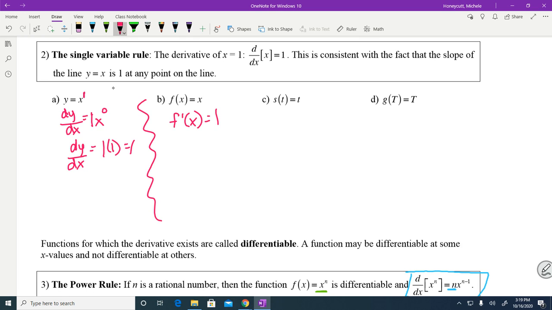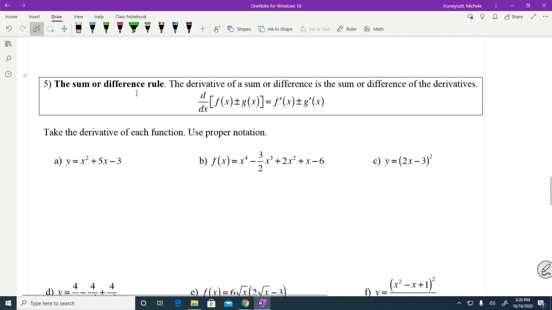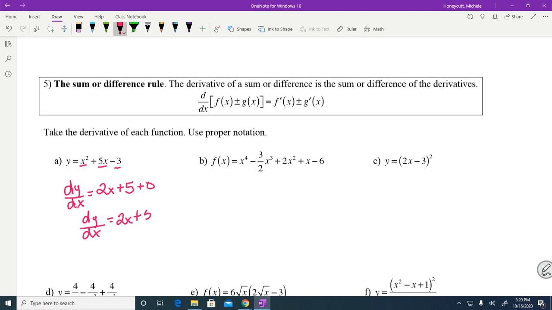So if you just have an x or just have a variable, the derivative will always be 1. So we're going to take that information and combine it with the sum or difference rule, which is really just saying that I can take the derivative of each term individually for an entire string of polynomials. So dy/dx here: the derivative of x squared is 2x, the derivative of 5x is 5, and the derivative of 3 is 0. So the derivative with respect to x is 2x plus 5.